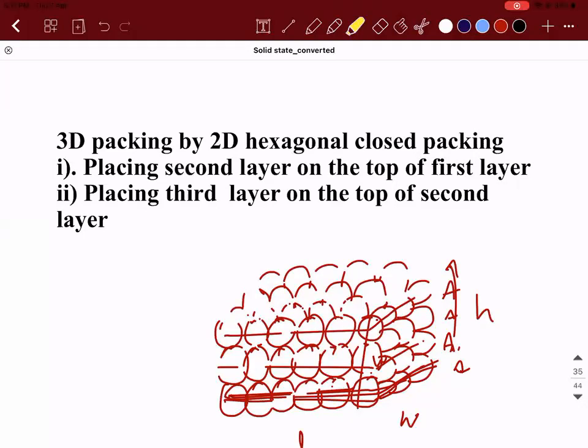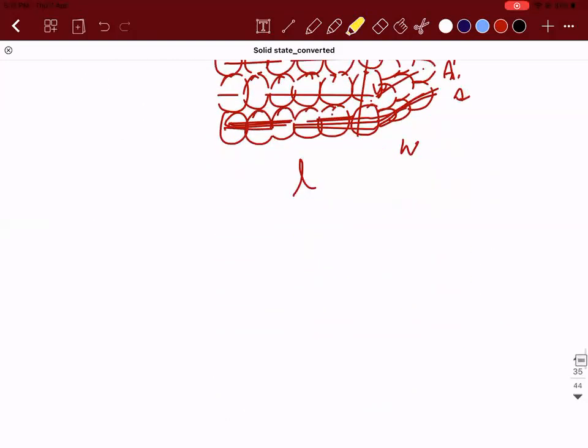In two-dimensional view, there will be triangular voids. When I am placing another layer on the top of it, imagine, what happens? This second layer will cover the triangular void like this. Clear? So you guys have to imagine this.